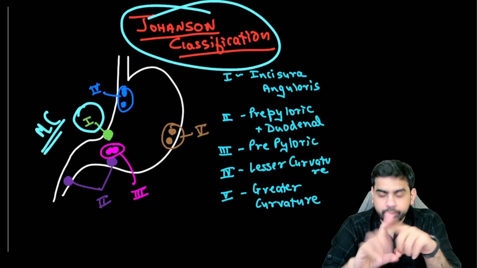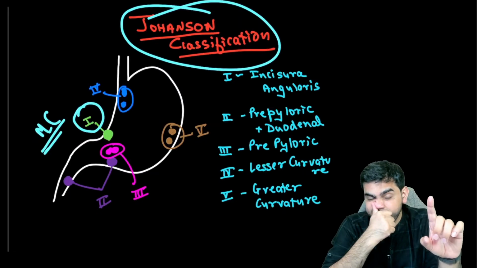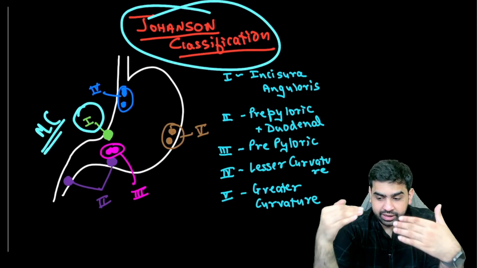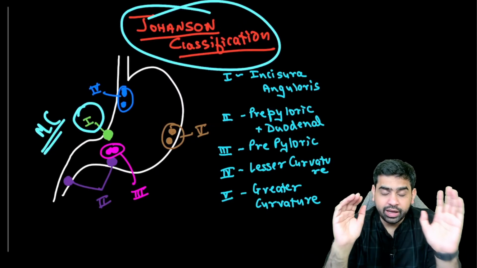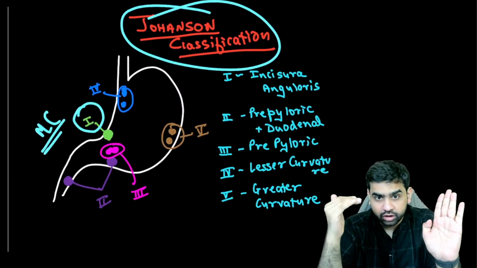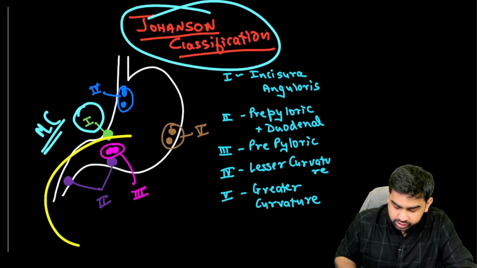Type 1 is the most common. So a couple of things you definitely have to remember: type 1 is the most common, located at the incisura angularis. Type 2 is pre-pyloric as well as pyloric. Type 3 is in the antrum or the pyloric region, and type 4 is on the lesser curvature. Type 5 is NSAID induced. Now, which of these are associated with an increased HCl secretion?